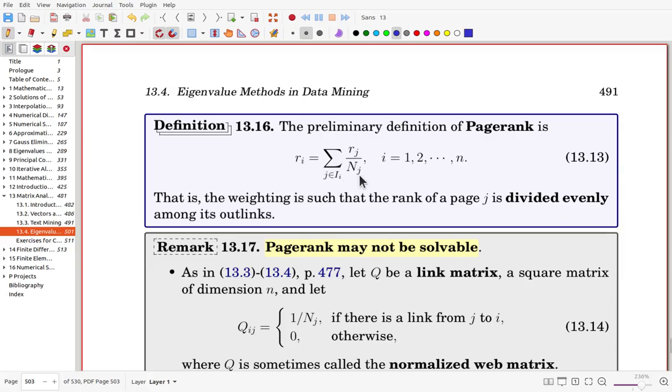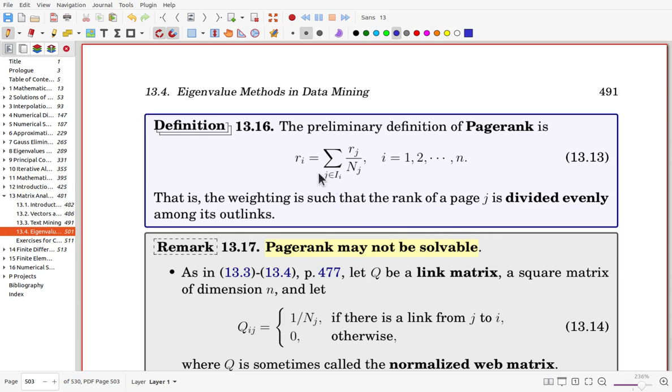So that's the equation. The weighting is such that the rank of page j, like each of the other pages, is divided evenly among its outlinks. So that rank is, in a sense, distributed by even averaging. So we have to find such values, the ranks. That is the starting point.